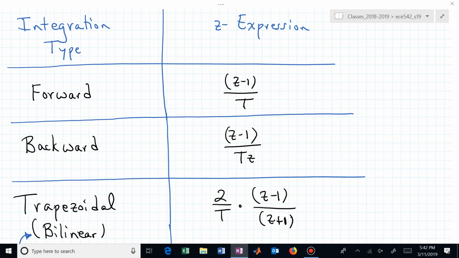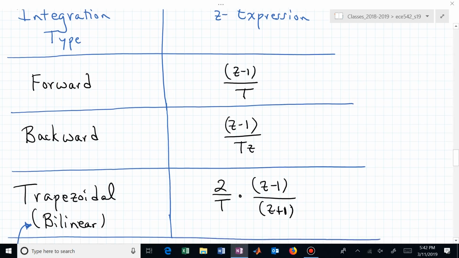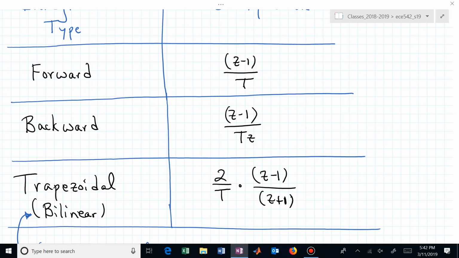Backward, we have an extra z downstairs, and then the trapezoidal is this bilinear, or this ratio of linear factors in the numerator and denominator, and that's what we now shove in for anywhere we see an s in our transform expression in the frequency domain to obtain the trapezoidal discrete equivalent.